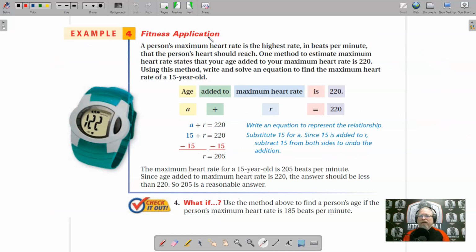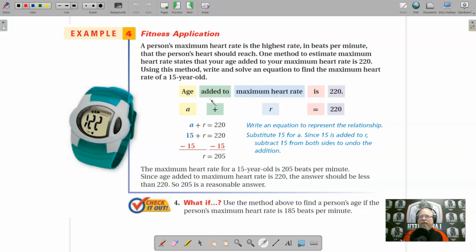Example 4 is the fitness application that we saw referenced in our first slide. It says a person's maximum heart rate is the highest rate, in beats per minute, that a person's heart should reach. One method to estimate maximum heart rate states that your age added to your maximum heart rate is 220. Using this method, write and solve an equation to find the maximum heart rate of a 15-year-old. So we create the statement here that age added to maximum heart rate is 220.